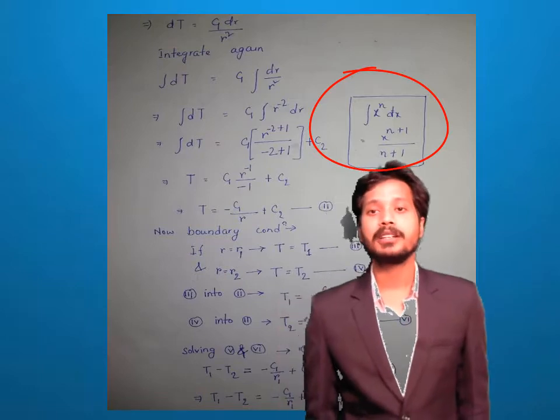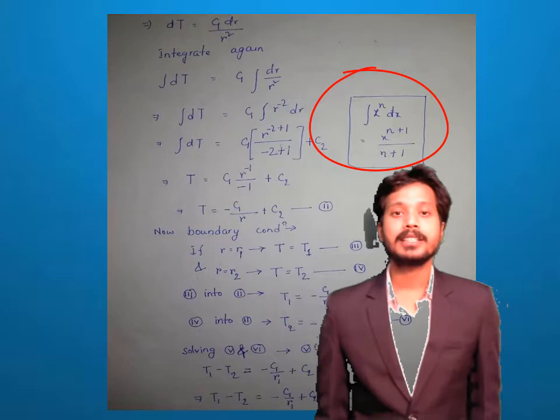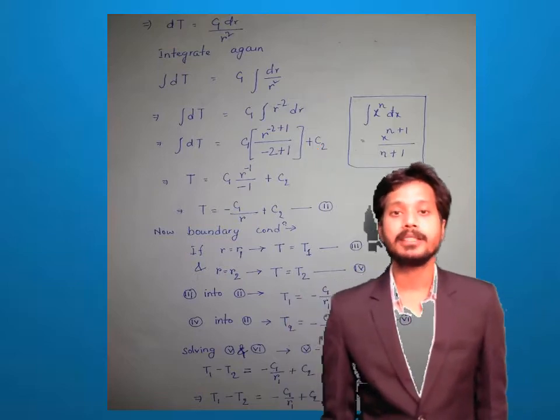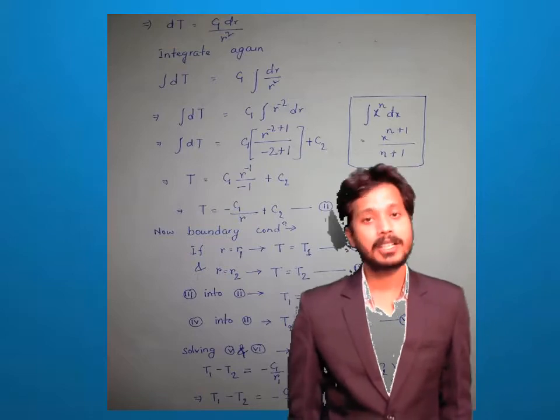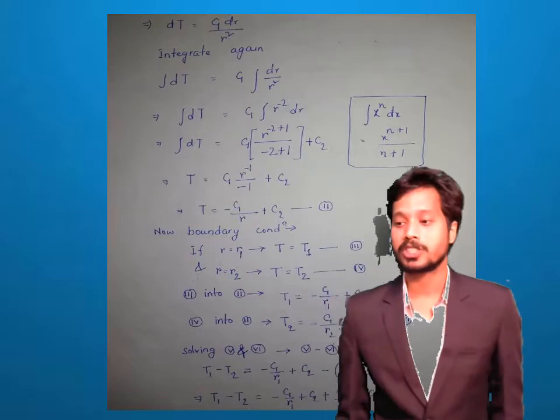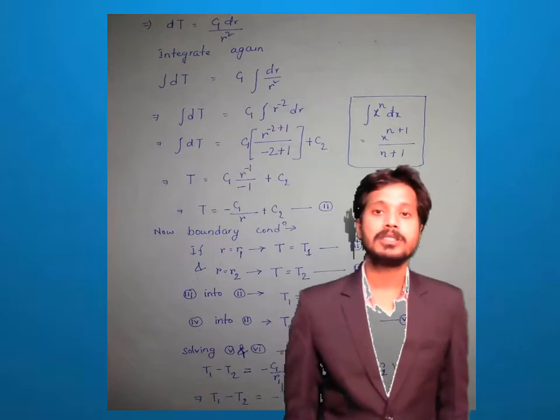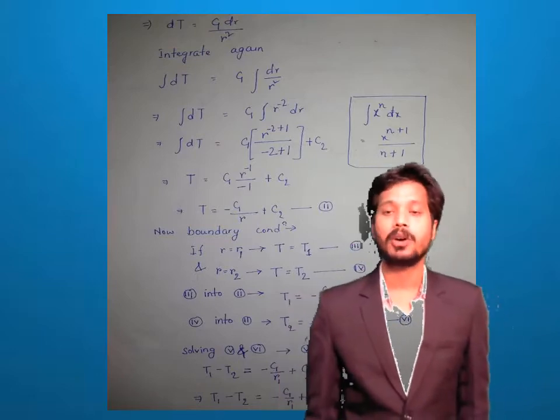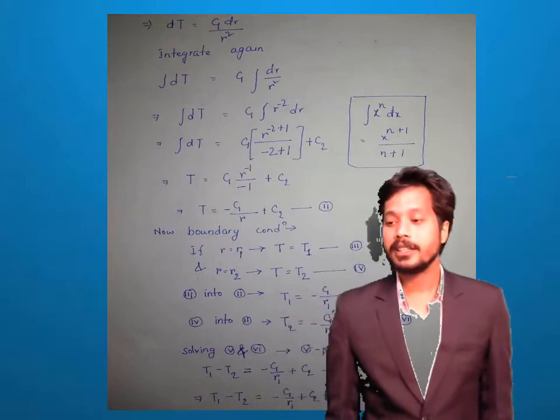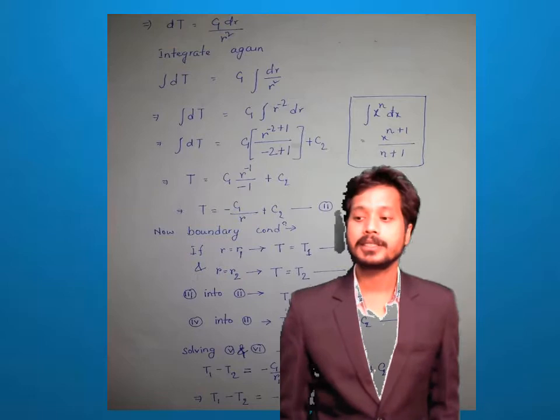So if we rewrite the formula, we get C1 into, within bracket, r to the power minus 2 plus 1 divided by minus 2 plus 1, plus C2. So C2 is one more constant. So finally we get T equals C1 into r to the power minus 1 divided by minus 1 plus C2. So finally T equals minus C1 divided by r plus C2.